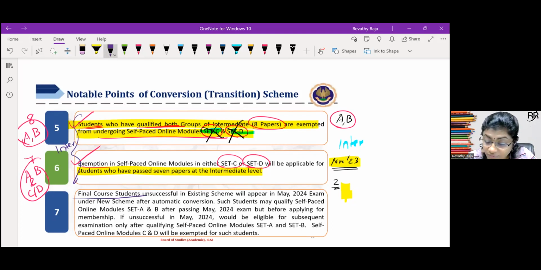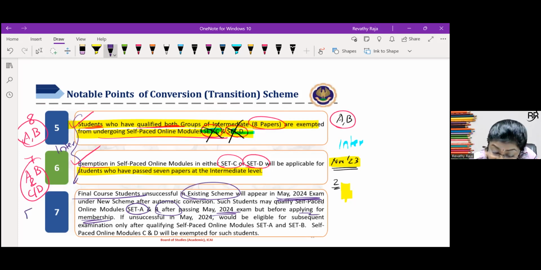Now they are talking about final course students who are unsuccessful in the existing scheme. Assume we did not write or we did not get through in November 23. They will appear in the May 24 examination under the new scheme. So it is an automatic conversion. After the November 23 exam, it is automatic conversion for the existing students. And such students have to appear for set A and set B, but they need not appear before the exam. Even after the May 24 exam, it's fine.